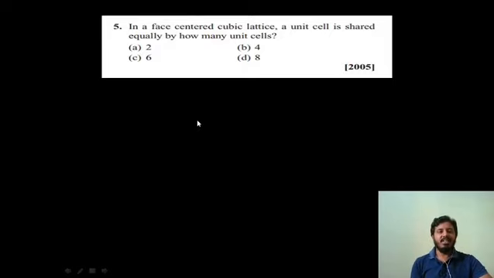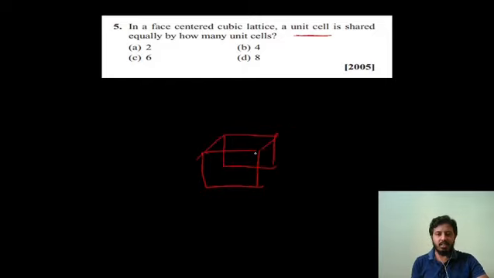Fifth question. In a face-centered cubic lattice, a unit cell is shared equally by how many unit cells? Which is a tricky question. So here, as they have given, in face-centered cubic lattice, one unit cell is shared equally by how many unit cells? If you consider a face-centered cubic lattice like this, how many faces does it contain? It contains 1, 2, 3, 4, 5 as well as 6.